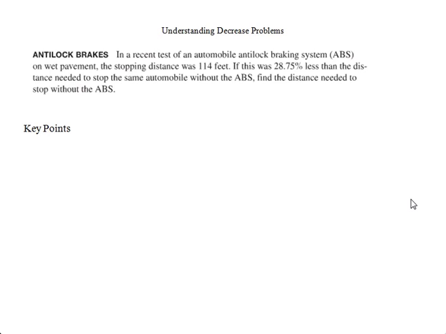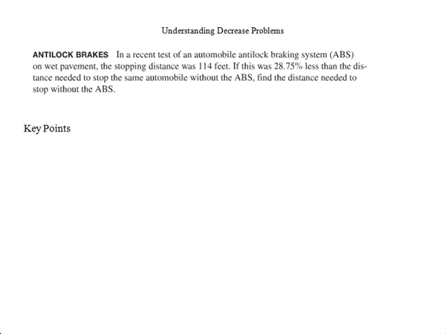Now, as you're probably aware, anti-lock braking systems have been around for, say, 10 or 20 years. And the purpose of these systems is to allow vehicles to stop more effectively. So generally speaking, systems with ABS should require less distance to stop than vehicles without ABS. So keep that point in mind.